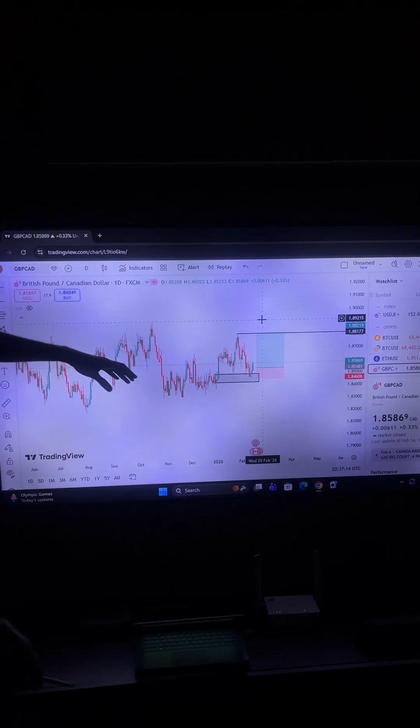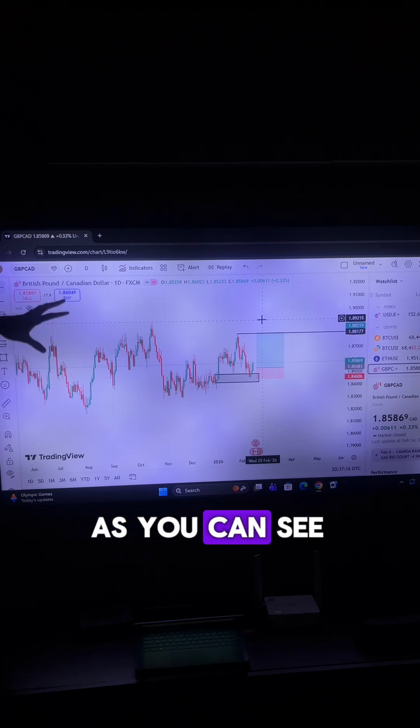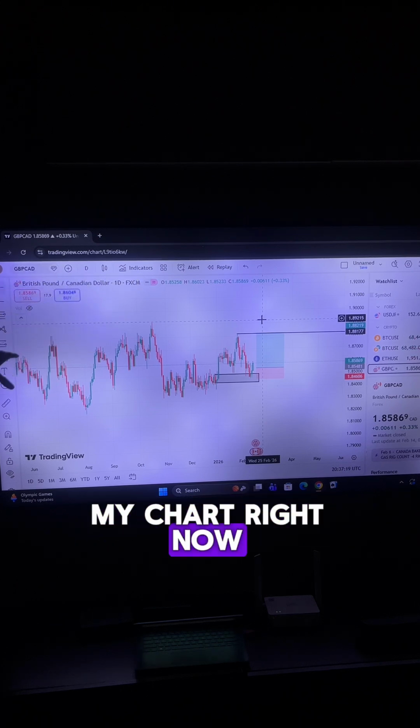And as you can see, I have GBPCAD on my chart right now, on the daily time frame.